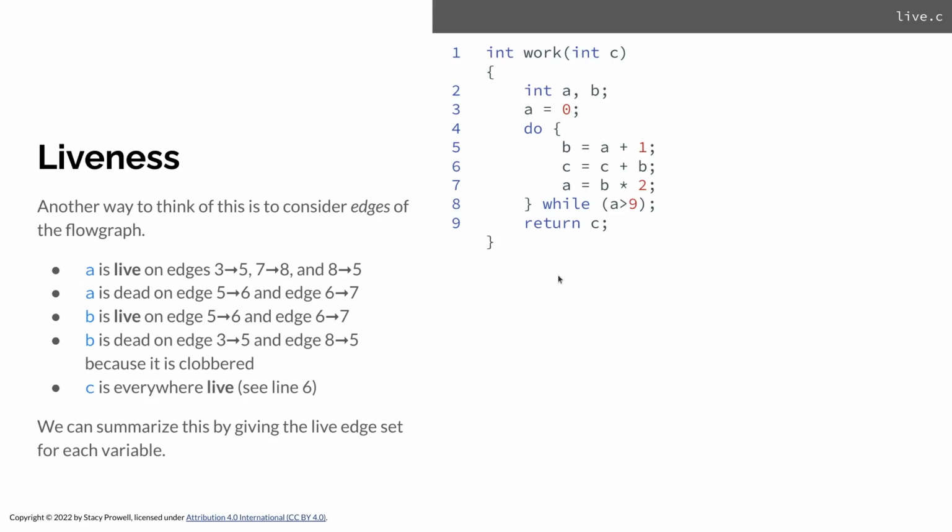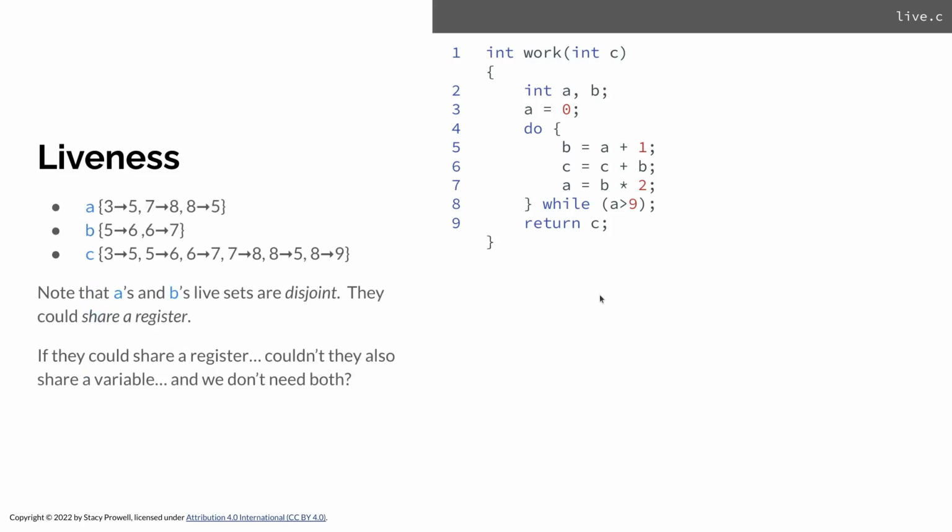and we can summarize what variables are live or not live on each one of the branches. We wind up with these sets that look like this. Where is A live? Well, it's live on 3 to 5, 7 to 8, and 8 to 5. 3 to 5 is here, 7 to 8 is here, and 8 to 5 is here. B is live on 5 to 6 here, and 6 to 7 here, and C is live everywhere. C is always live. It's passed in, and we return it, and we do stuff with it.